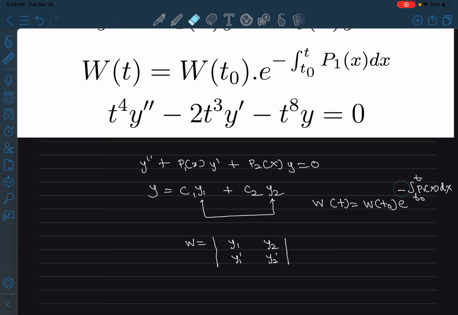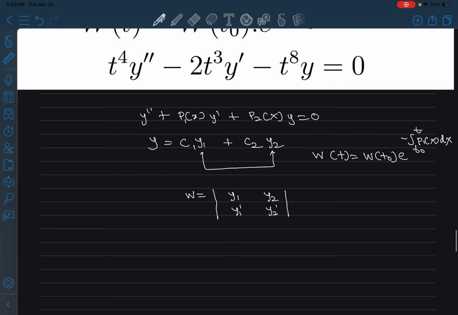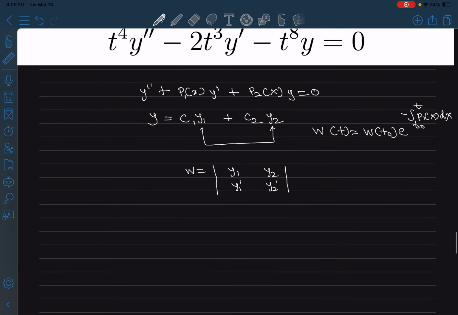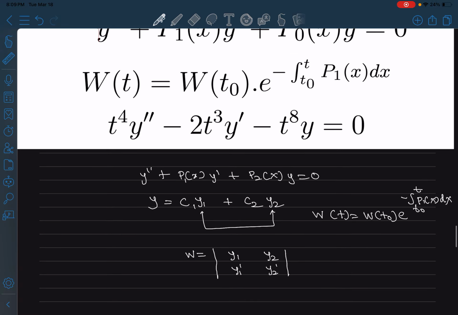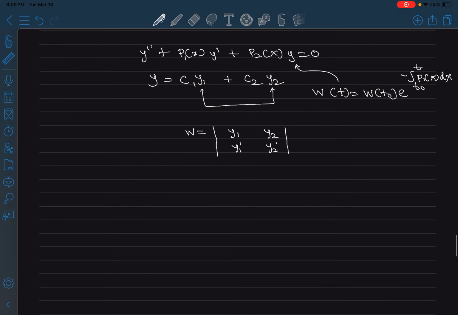That does its job, because it gives the Wronskian up to a constant, and that's actually helpful because we can assume the constant to be non-zero and then proceed. Now let's see how we actually get this formula. First of all, we will see it for just a second order differential equation, and then we can also do it for nth order.